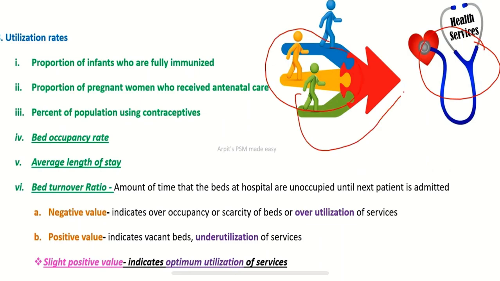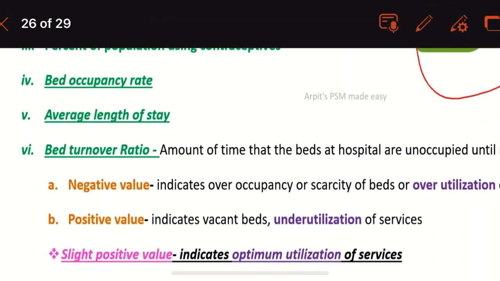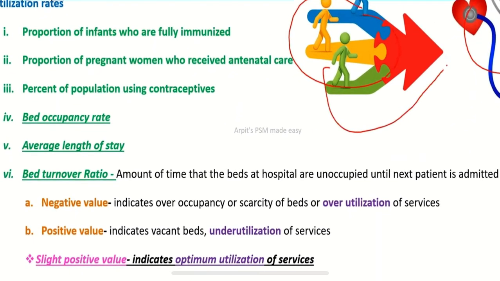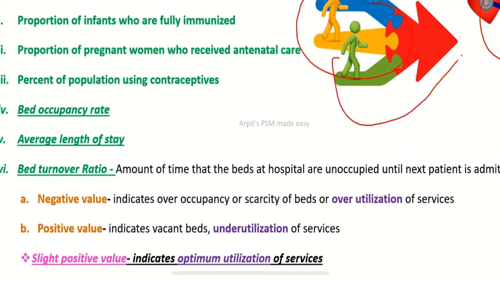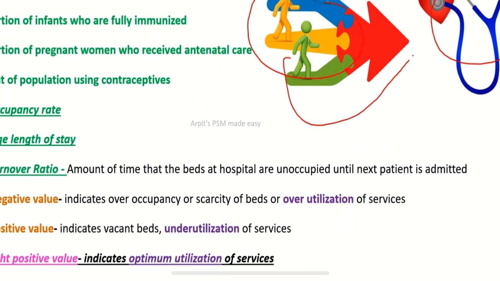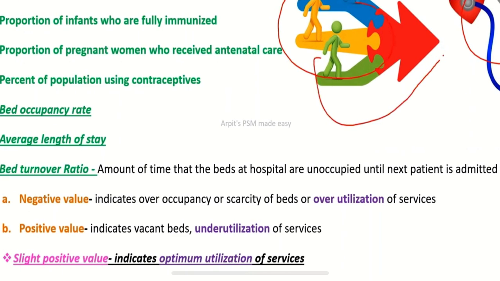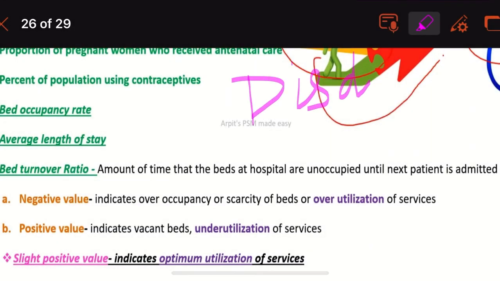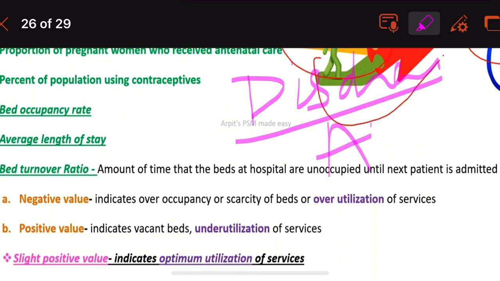So now let us see what they're saying here. We have bed occupancy rate, average length of stay. Now let us understand bed turnover ratio. Bed turnover ratio is the amount of time that the beds at a hospital are unoccupied until the next patient is admitted. So we see that it is the ratio of discharges by average beds.